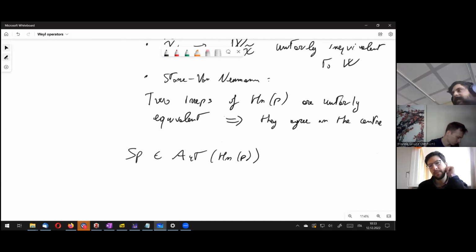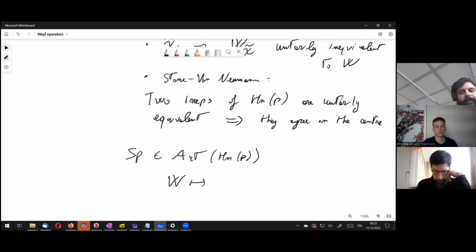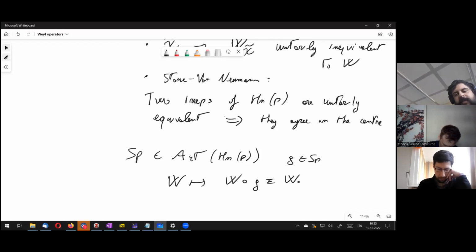And the interesting thing is that if we act with the symplectic group on elements of the Heisenberg group, we obtain another irreducible representation. Namely, what we are doing is going from the Weyl operators to Weyl operators composed with a symplectic matrix G, let's say genus P, to make things clear. And this is another representation, but these two representations agree on the center. And so by Stone-von Neumann's theorem, they are unitarily equivalent.